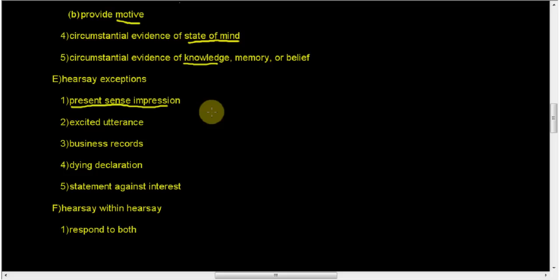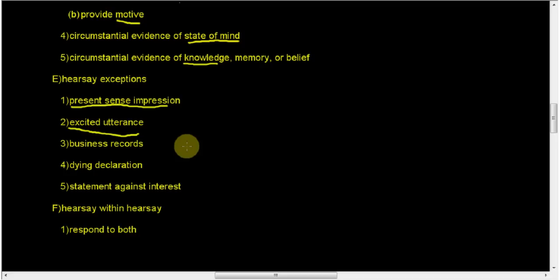The next one is known as excited utterance. The spontaneity of these statements is what makes them reliable. There are also three requirements that must be satisfied. One, there must be an external stimulus. There needs to be an exciting event that grabs the attention of the declarant. Two, the declarant must be under the influence of the external stimulus when making the statement. And lastly, the statement must be related to the exciting event.